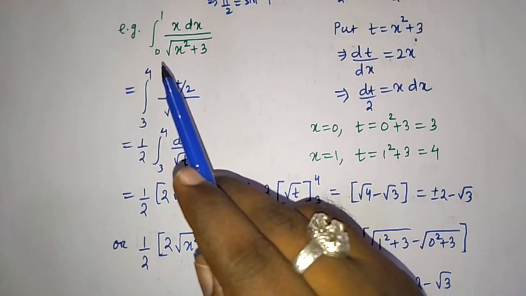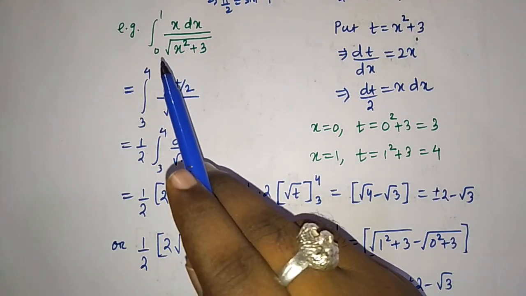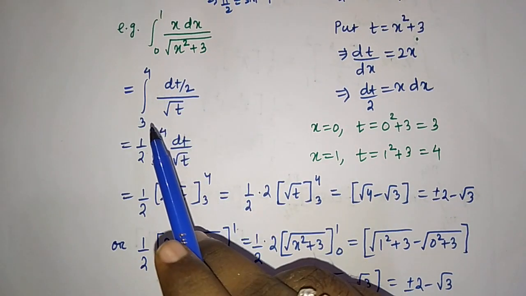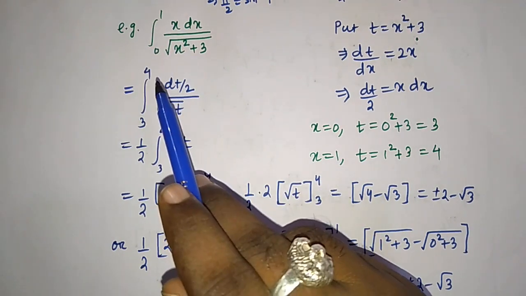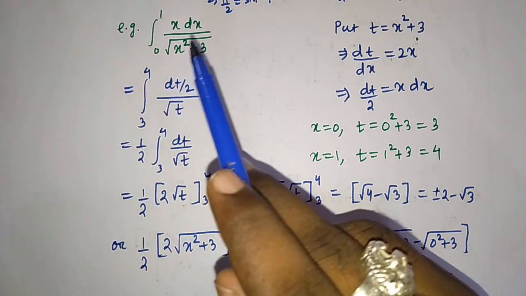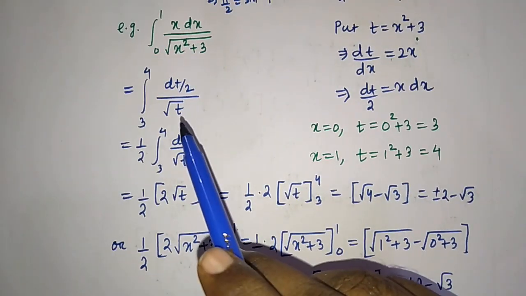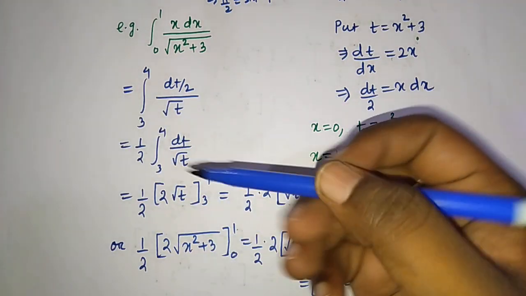So here we have converted x to t. That's why when x equal to 0, t is 3, so in place of 0 here I have put 3. And in place of 1 I have put 4. So this is the complete transformation of the integration from x format to t format. Okay, got it. Now it is very easy to solve from here.